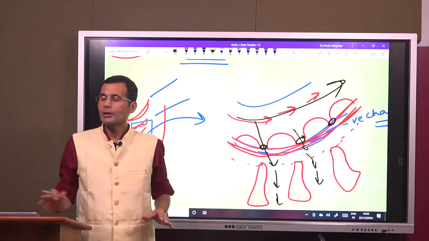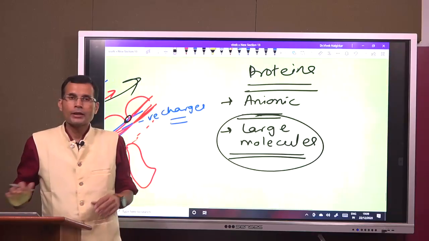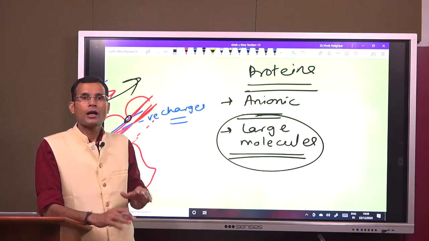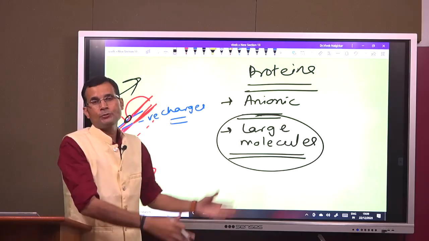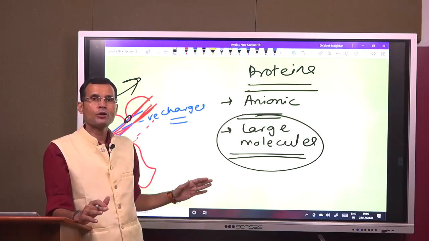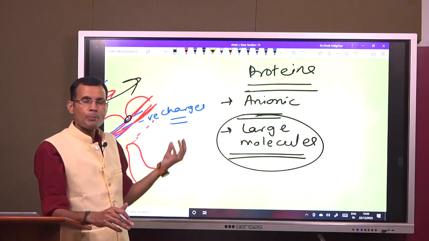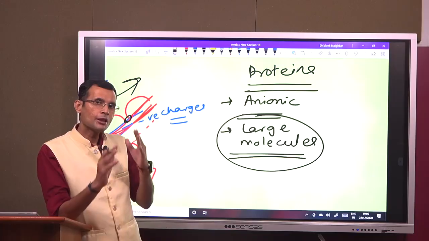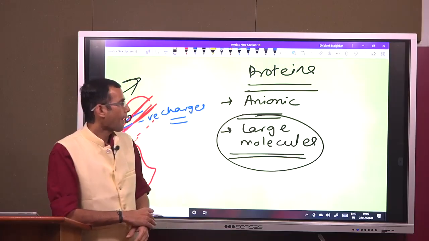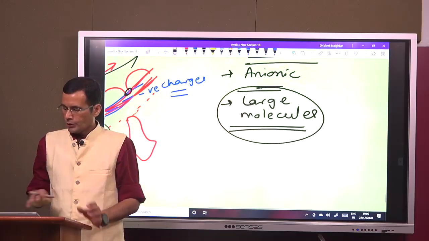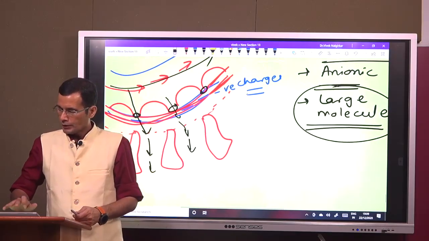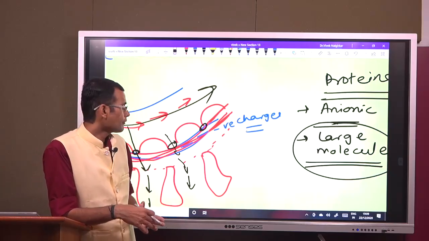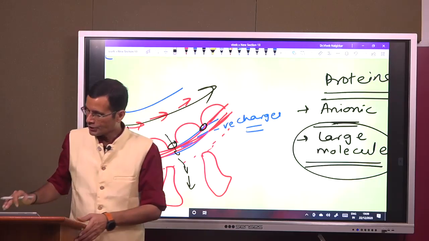So please remember, anionic macromolecules are the last one to be filtered. I mean, they will not be filtered at all. Micromolecules and cationic molecules, they are filtered rapidly. So keep this in mind. Okay. That's how the proteins are not filtered because of this filtration barrier.